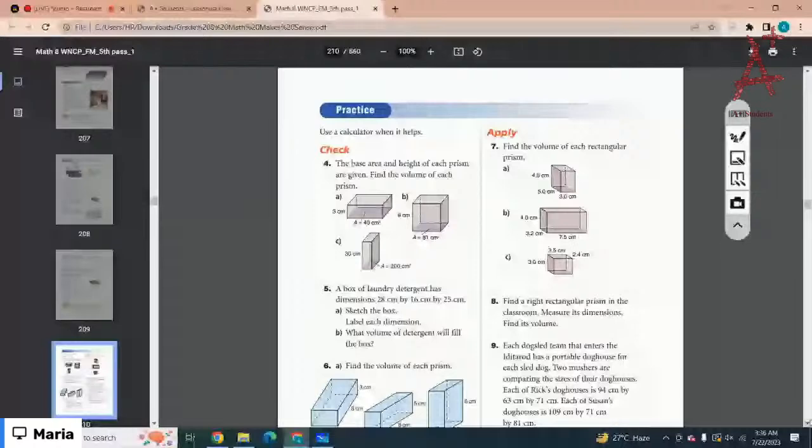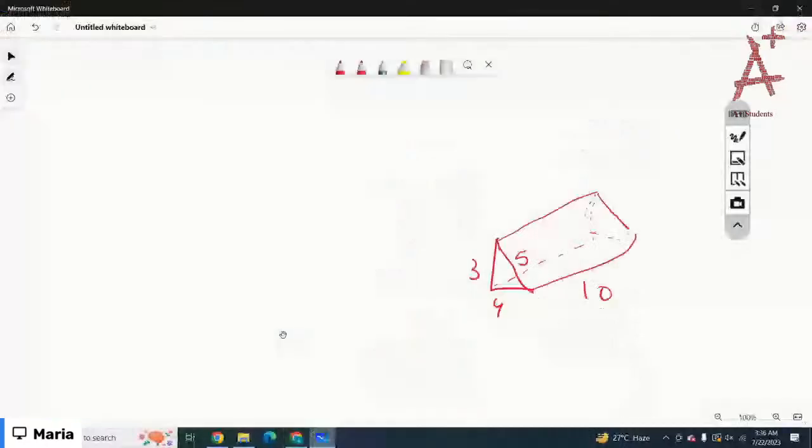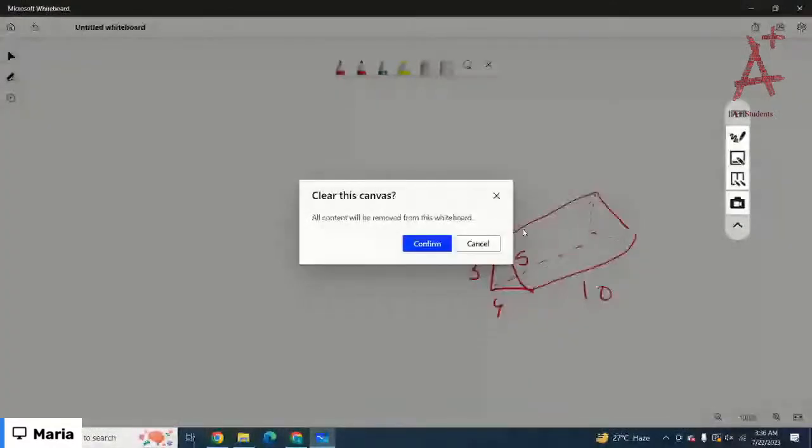Okay, let's just start with question number 4. The base area and height of each prism is given. Find the volume of each prism. So let's start with question number 4a. You are given the base area, and you are given the height. So you have to do V equals A times H, where A is the area of the base and H is the height.